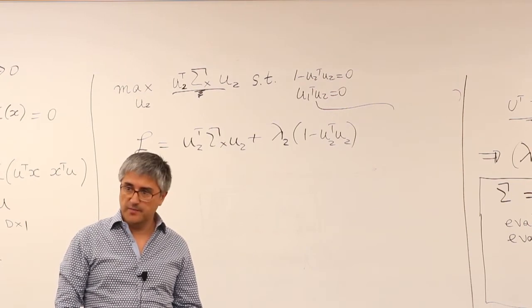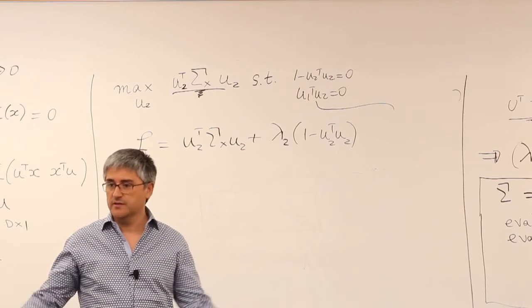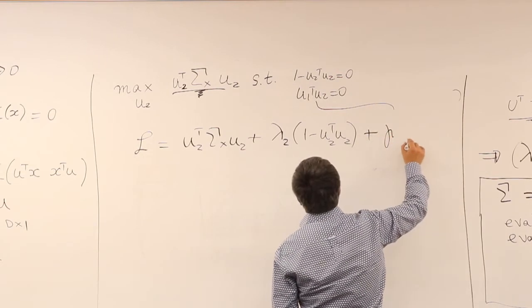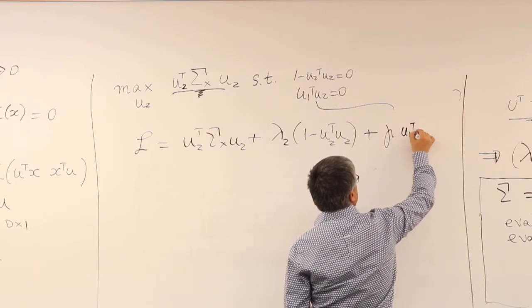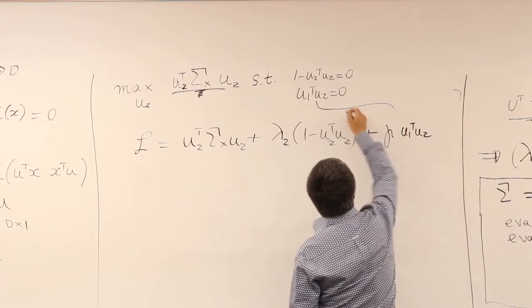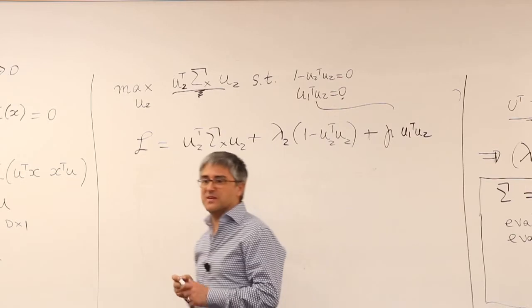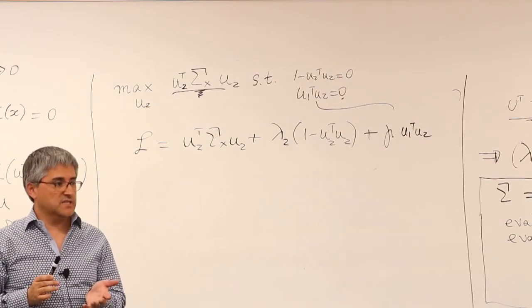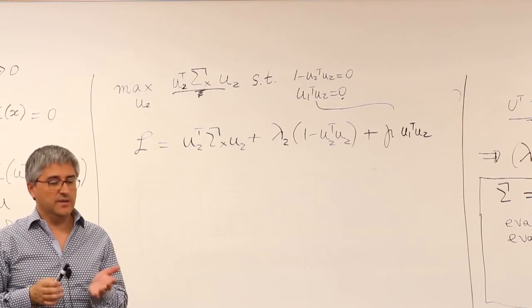One Lagrange multiplier per constraint. So I need to just add, maybe I'm going to put gamma U1 transpose U2. Fortunately, that already had the 0, so I didn't have to do anything with that. Agreed? That's the Lagrange multiplier story. Objective, lambda 1, constraint 1, lambda 2, constraint 2.